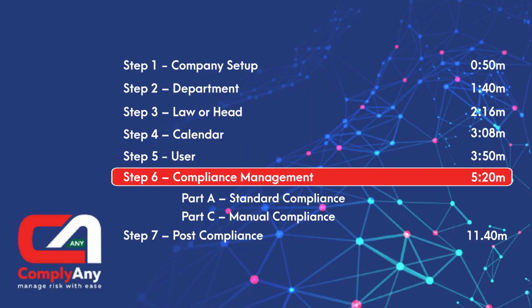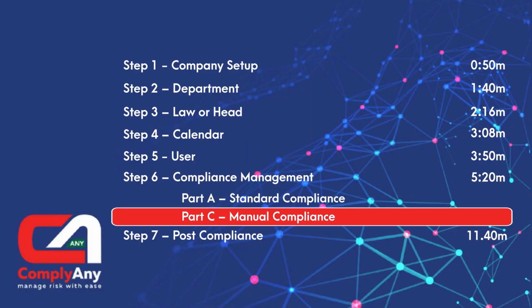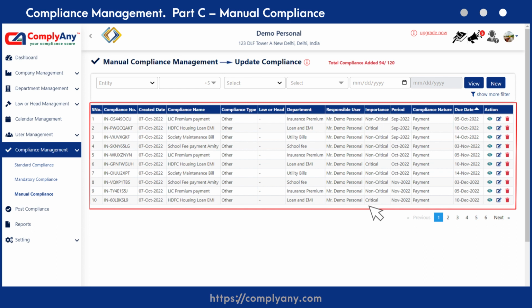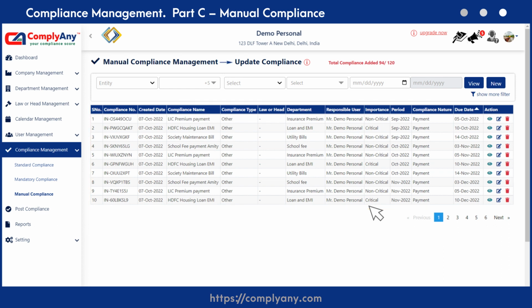Step 6. Compliance Management. Part C. Manual Compliance. Manual compliances are those compliances which are created by the user, may be required under any law or for internal governance. These are shown in dark blue color font. Let's see how to create a manual compliance.